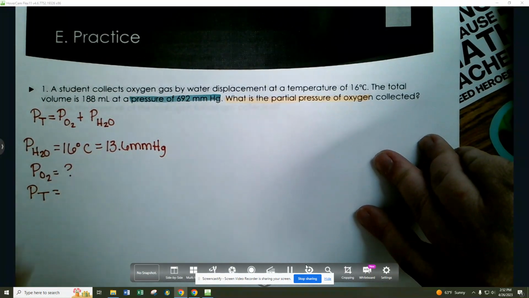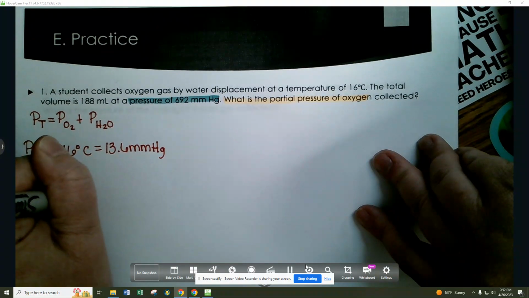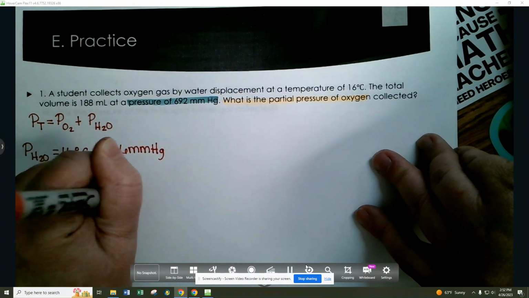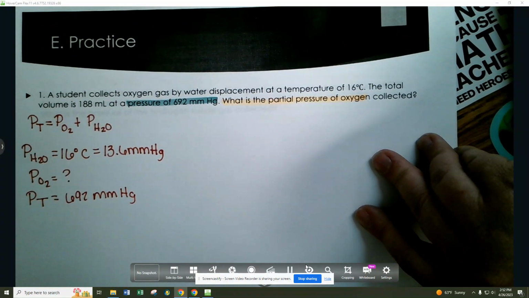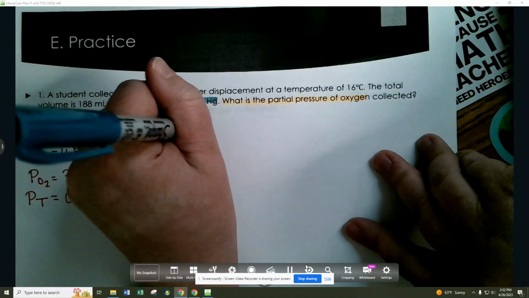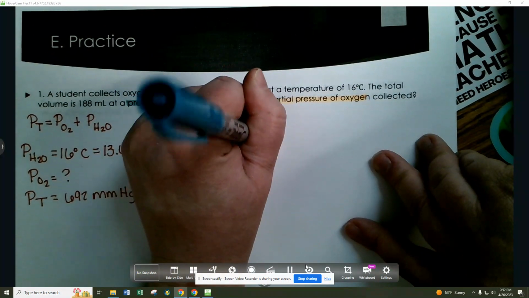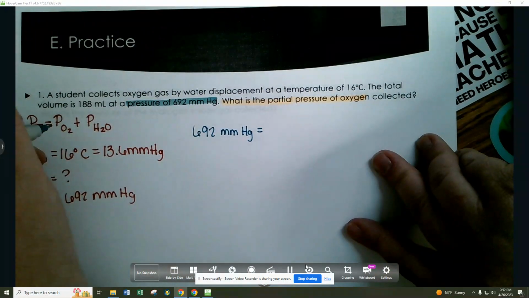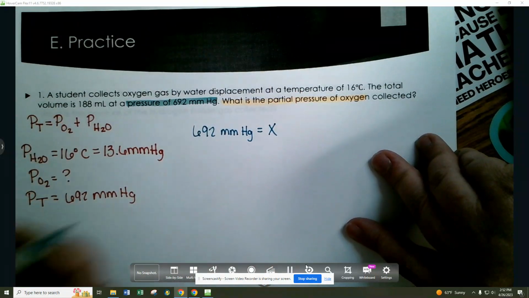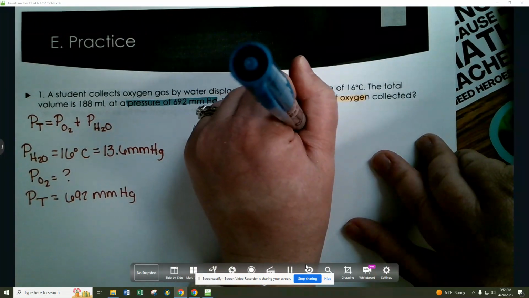So I'm going to go ahead and plug in. This is 692. I'm seeing that both of my units of pressure are agreeing. So it's just a matter of plugging in now. So I'm putting in 692 for my total pressure equals, I'm solving for pressure of oxygen, so I'm just going to make that X, plus the pressure of the water.